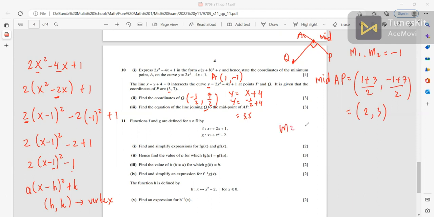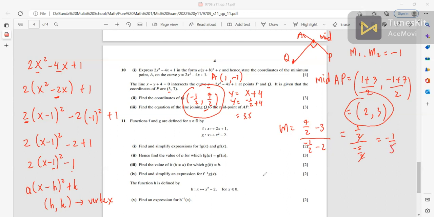So the gradient will be 7 over 2 minus 3, this point and this point, over minus half minus 2. So this should be this half over minus 5 over 2. So here I can cancel, and I got minus 1 over 5 as the gradient.